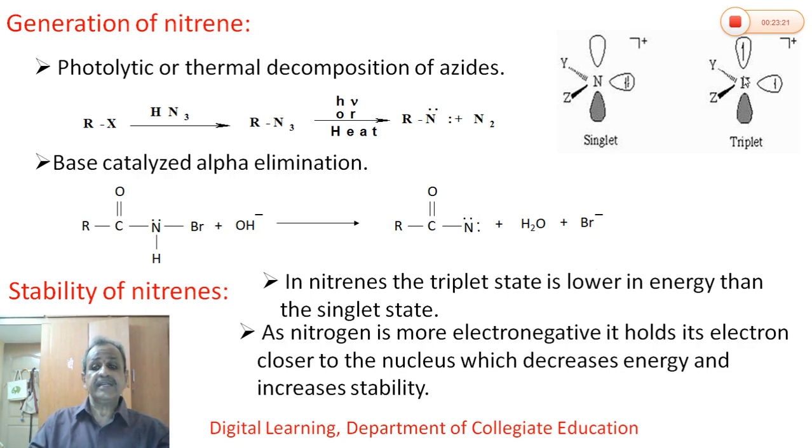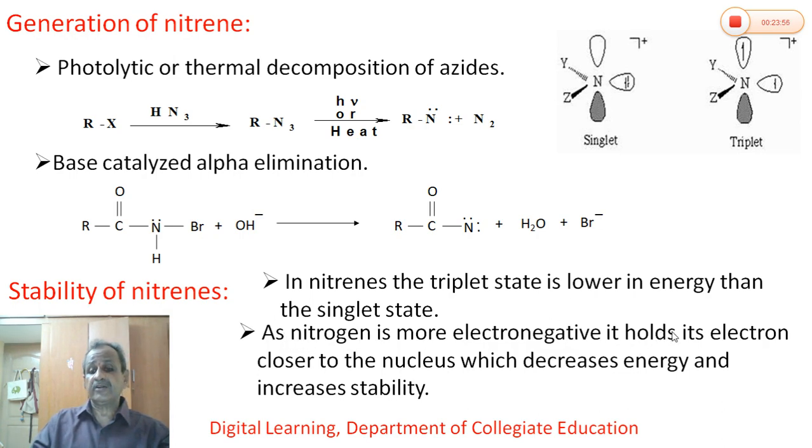When we see the stability of nitrenes, again there are 2 states. One is the singlet state, the other one the triplet state. In the singlet state, both paired electrons are present in the same orbital. In the triplet state, they become unpaired and are present in 2 different orbitals. So the triplet state is lower in energy than the singlet state. Always, the lower the energy, the higher the stability. Therefore, triplet state nitrene is more stable than singlet state nitrene.